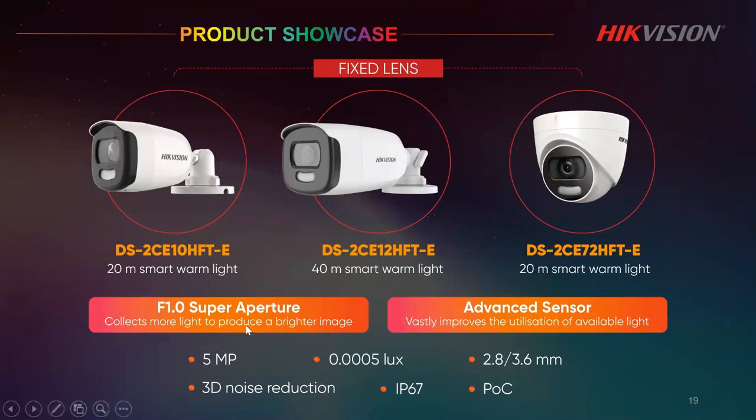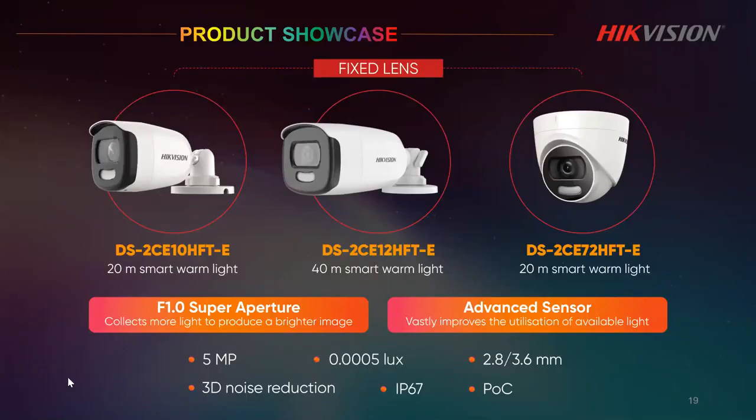Again, within it is our 1.0 super aperture, which collects more light to produce a brighter image, and our advanced sensor, as I mentioned. So it also has 3D noise reduction. So any interference, which in a conventional camera, you might see like horizontal lines or something like that, that type of interference, 3D NR within the camera would suppress that. And obviously, if you can suppress any type of interference, electrical or otherwise, you can improve the image. So that's why we put these in as standard.